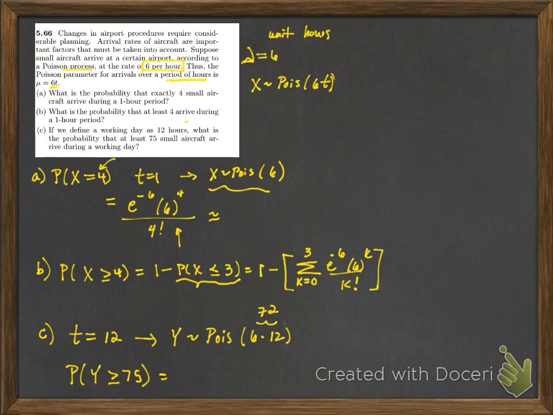And that goes on to infinity. So this is 1 minus the probability y is less than or equal to 74. We can do this since it's discrete. We can use the chart because that's a lot of terms to sum. But if I were to write it in summation notation, it's 1 minus the sum of k equals 0 up to 74 of e to the negative lambda t, so e to the negative 72, times 72 to the k, all over k factorial. All right, that's how we find our probabilities using the Poisson distribution.